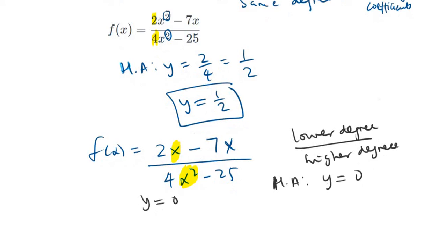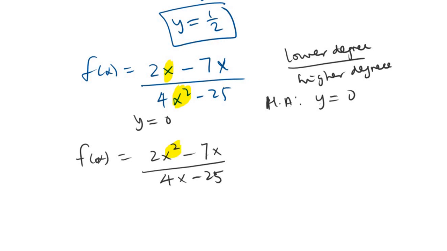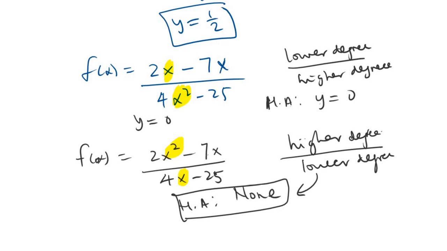All right, the last case I can show you is what if it's bigger at the top, like f of x equals 2x squared minus 7x, and then this is just 4x minus 25. Okay, you can see that the degree is higher here than here. So in this case, we say there is none. When you say horizontal asymptote, there is none because it's higher. When you do higher degree divided by lower degree, then there is none.